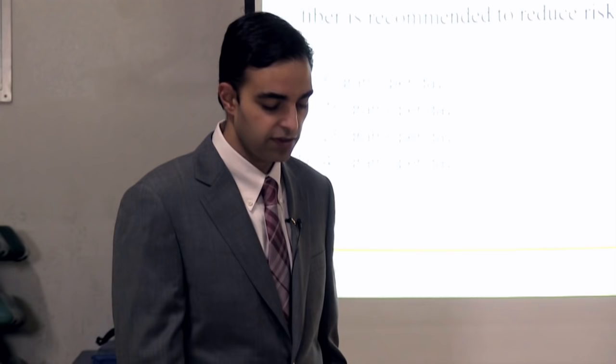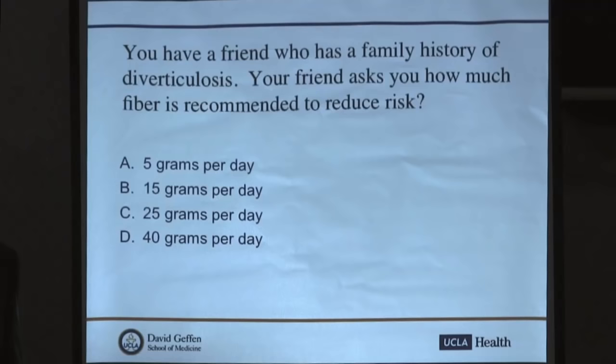I just wanted to ask all of you a question. You have a friend who has a family history of diverticulosis, who's worried about developing diverticulosis himself. What do you recommend in terms of the daily fiber intake he should consume to reduce the chances of developing diverticulosis? Do you recommend 5 grams per day, 15 grams per day, 25 grams per day, or 40 grams per day?